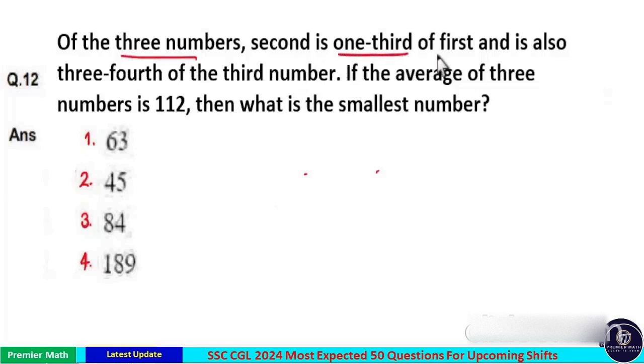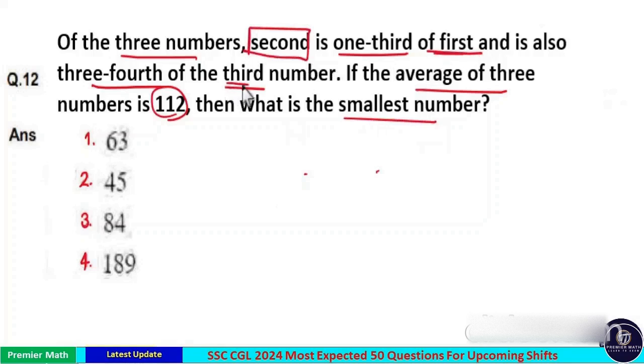Of the three numbers, the second is 1/3 of the first and is also 3/4 of the third number. If the average of the three numbers is 112, then what is the smallest number? Here the second one is in relation to the first and third numbers. Second is 1/3 of the first and 3/4 of the third number.